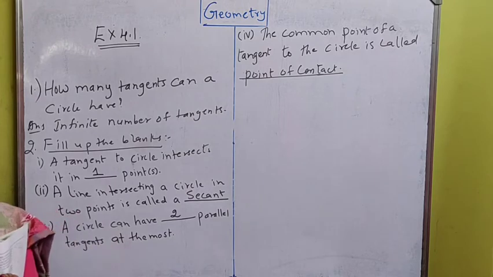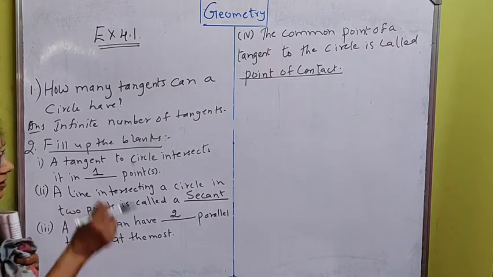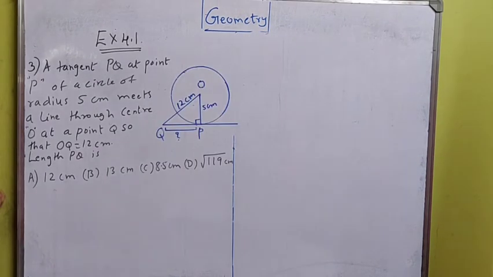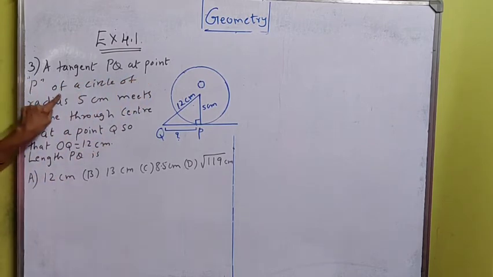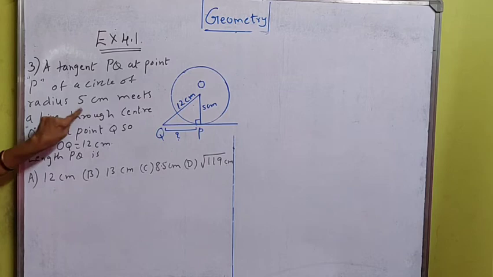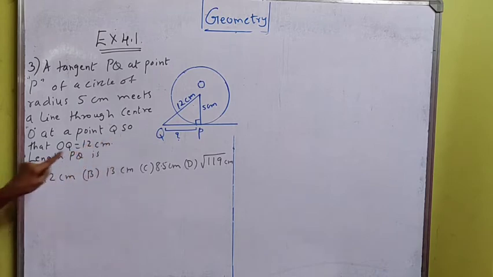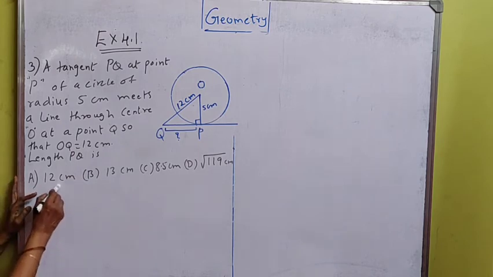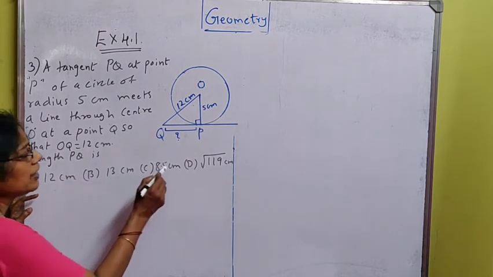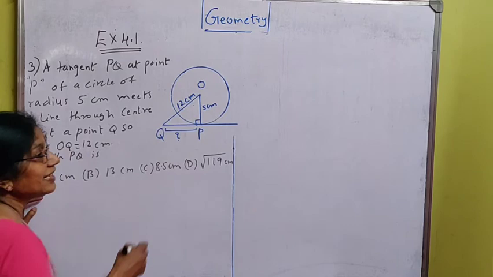Now I will start the third question. Sum number 3. A tangent PQ at point P of a circle of radius 5 cm meets a line through center O at a point Q, so that OQ is equal to 12 cm. Length PQ is, this is an MCQ question. The options are given: 12 cm, 13 cm, 8.5 cm and 109 cm.